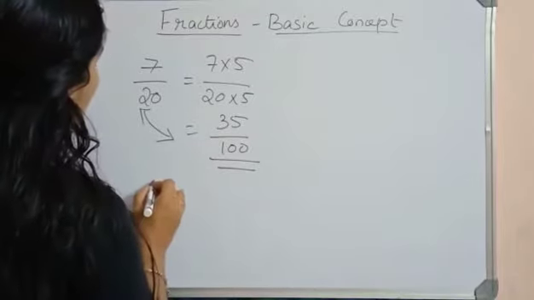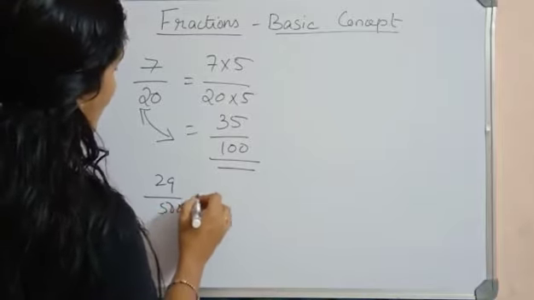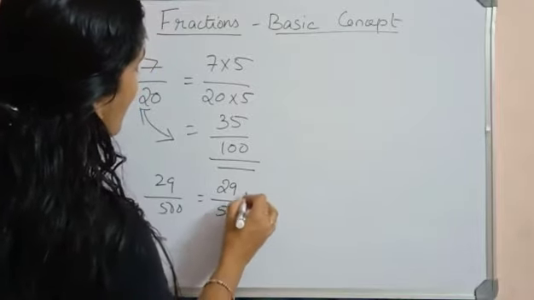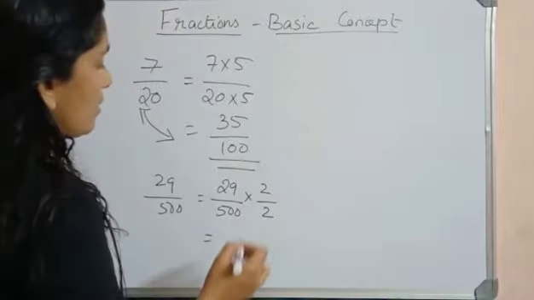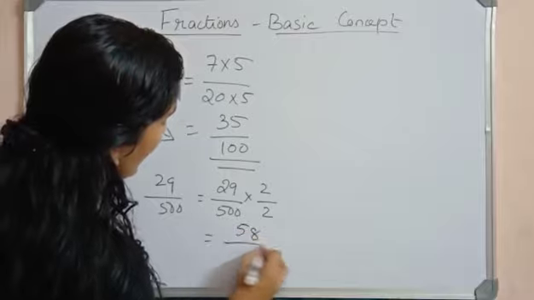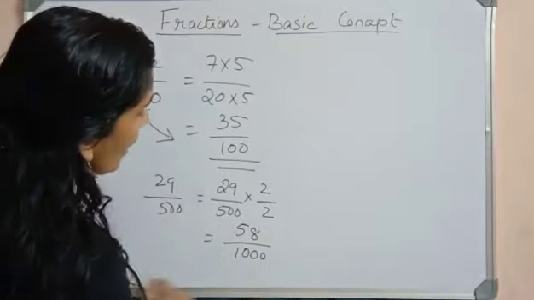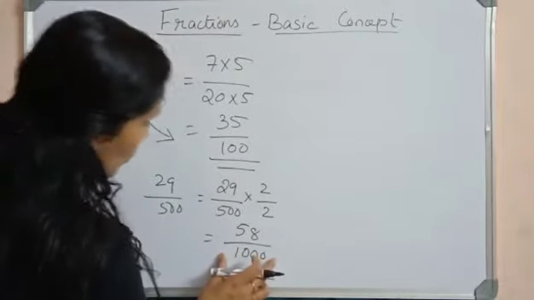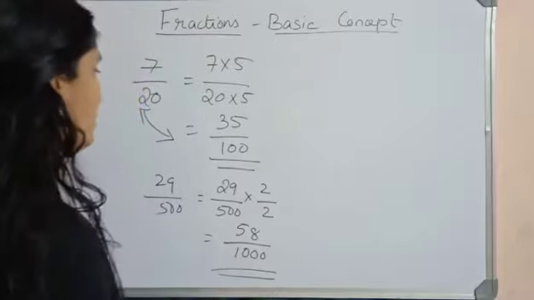So we can say that this is a decimal fraction. Consider some other example, 29 by 500. If you multiply this by 2 on both the numerator as well as the denominator, you can make the denominator 1000. So this will be 58 by 1000, and here also the denominator is a higher power of 10. So we can say that this is also an example of a decimal fraction.